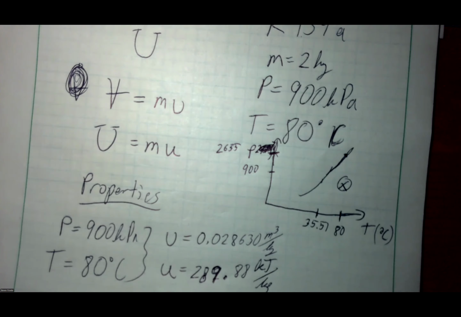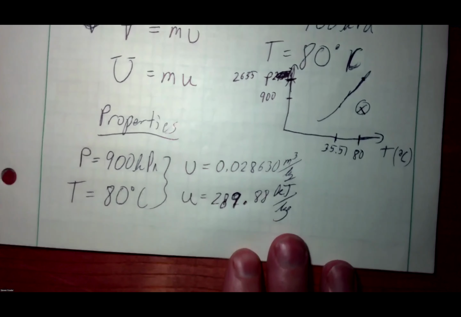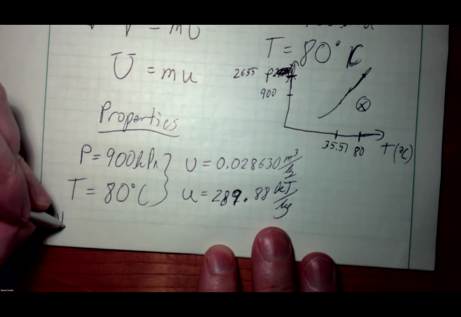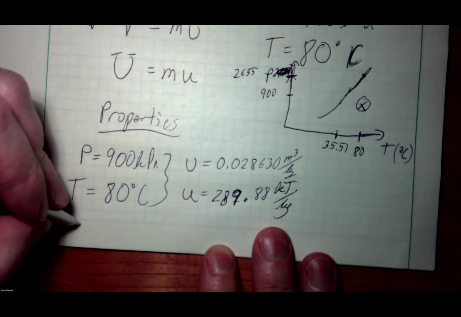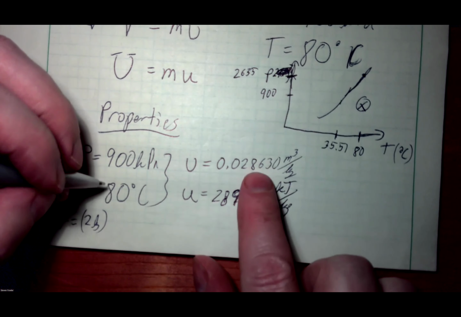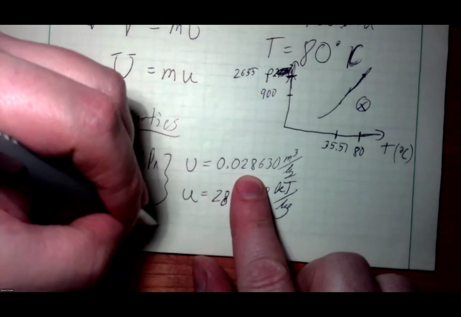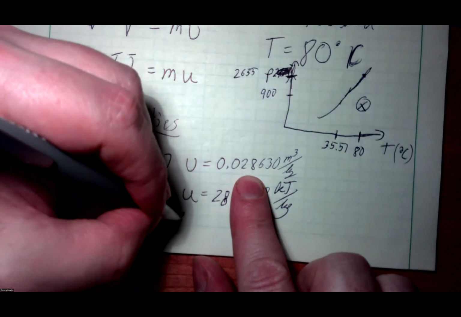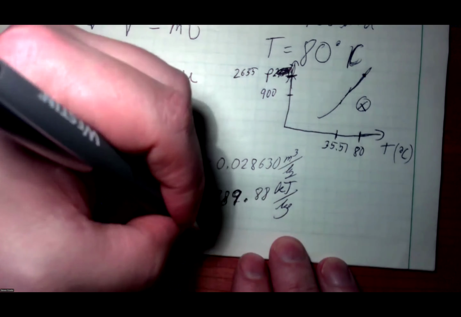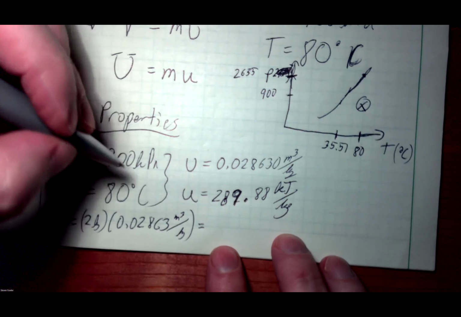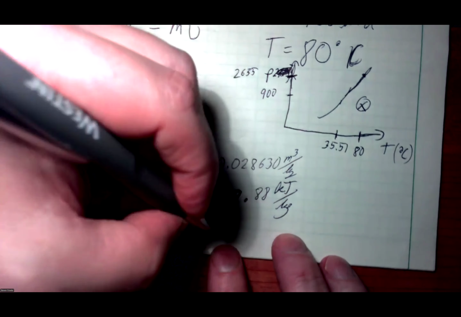And now it's pretty simple, right? Now I just need to multiply these out. So total volume for us is going to be mass, that's going to be my 2 kilograms, times this value here of 0.02863. That's going to be meters cubed per kilogram. And I think I can do that in my head. Some of these I had to break the calculator out, but this one's not too bad.